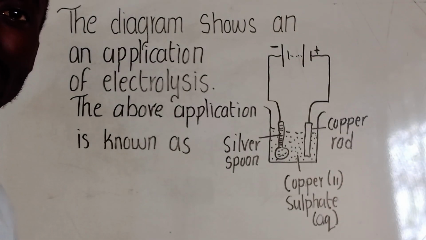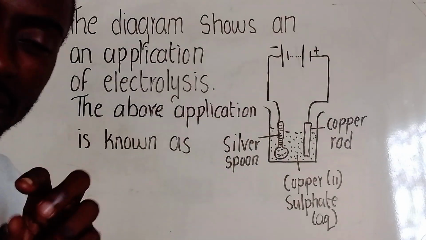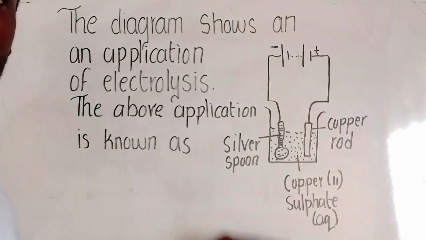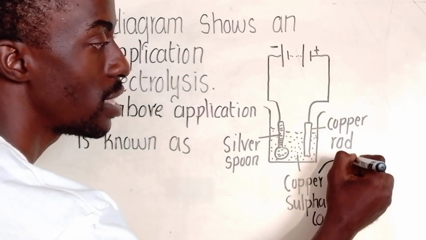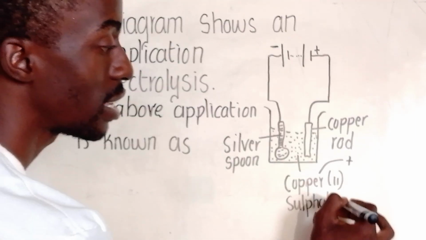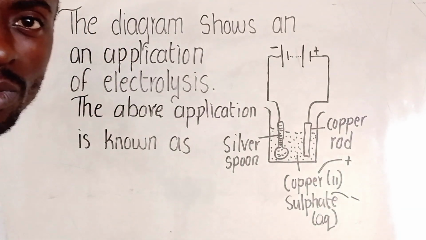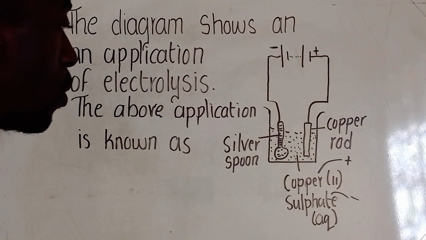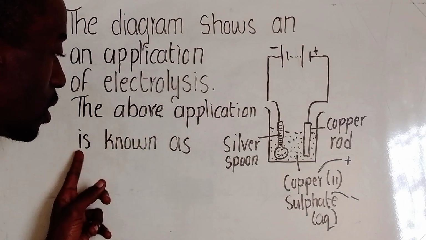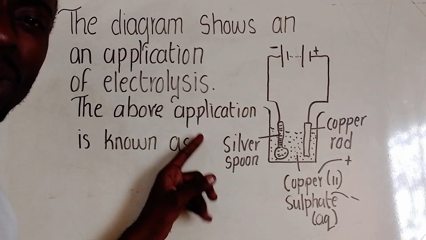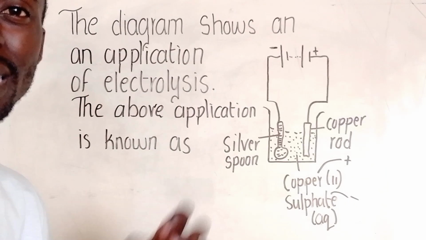This simply means that once electricity passes through this aqueous copper(II) sulfate, the copper will split, meaning it will form the positive, then sulfate will form the negative. We know that. Now, let us continue. They're saying the above application is known as dash. What name is given to this application here?